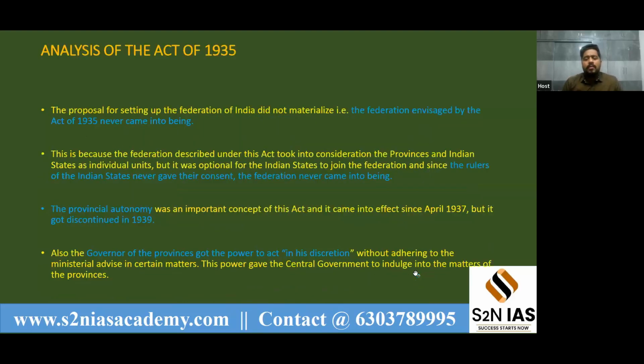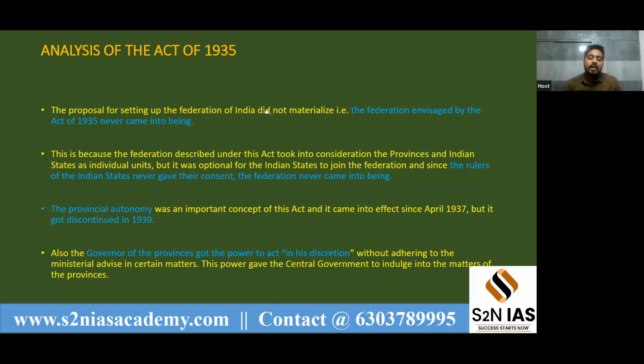This is a broad analysis of the Act. Analysis of the Act includes the already discussed subjects in the Act, but it gives an analytical view. So please observe the terminology in the analysis of the Act. You can use it directly in the answer writing.